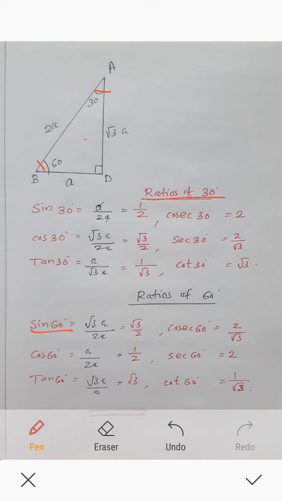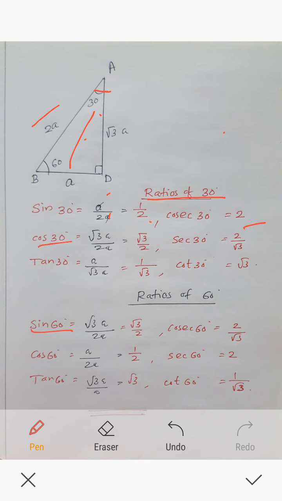First, writing the trigonometric ratios of 30 degree: sine of 30 degree means opposite side of 30 degree divided by hypotenuse. Opposite side of 30 degree is a here, and hypotenuse is 2a. So a by 2a, a is cancelled, it is 1 by 2. Since sine 30 is 1 by 2, cosec 30 is its reciprocal, that is 2 by 1, which is equal to 2.